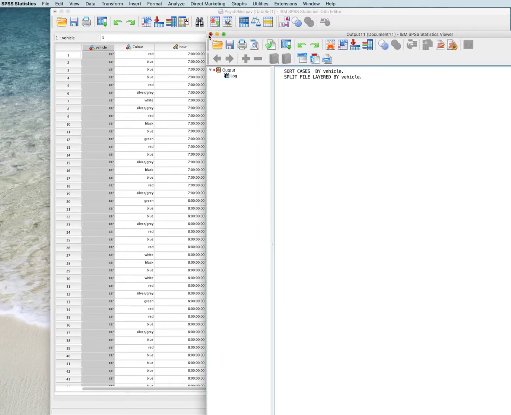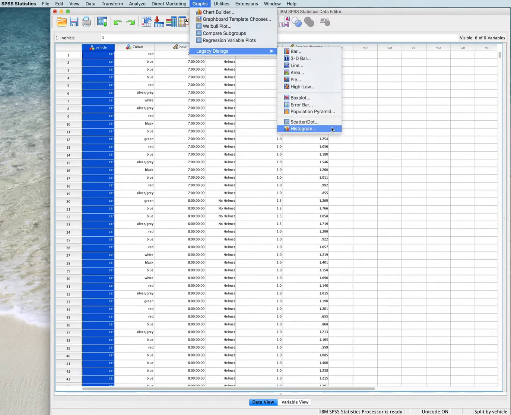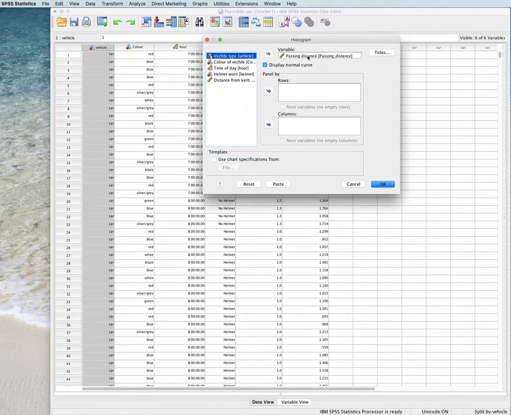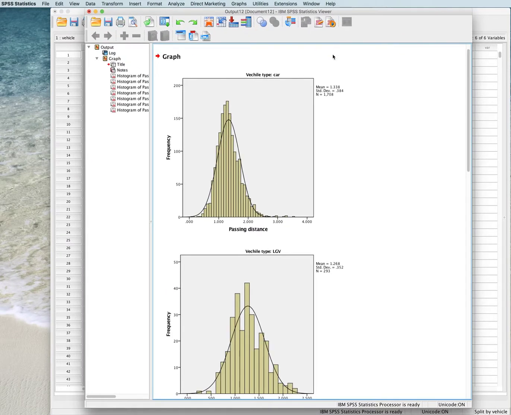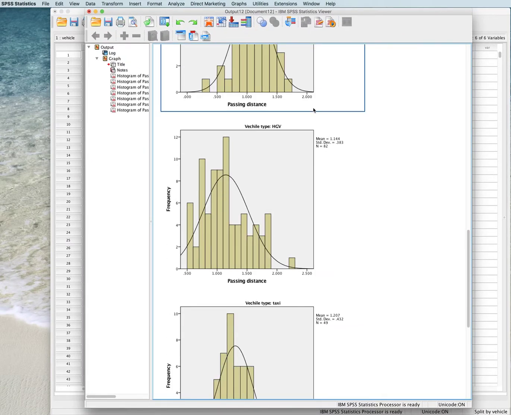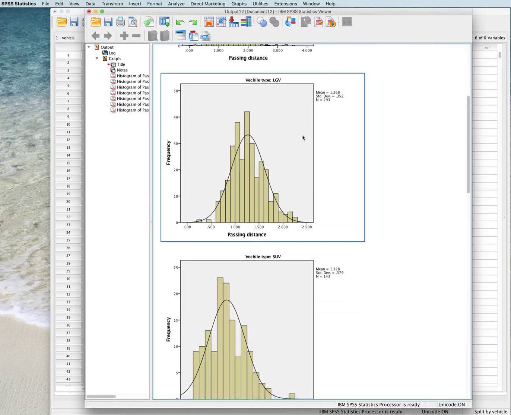Now we're going to run the same type of histogram analysis this time, but we'll get lots of histograms, one for each of these different data sets. So what we want to do is passing distance. We've already split the file by vehicle type. And we want the normal curve. And now you will see that we've got several different histograms for each of the data sets, and we can start to see if any of these are violating the assumptions of normality.